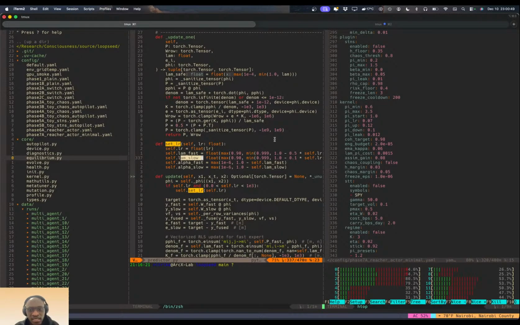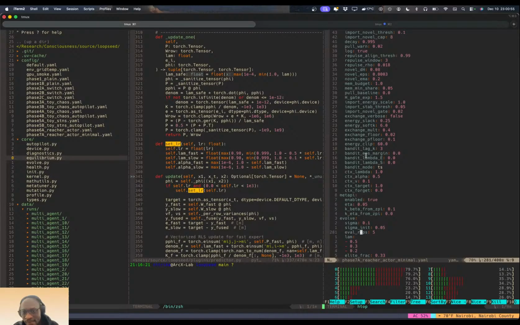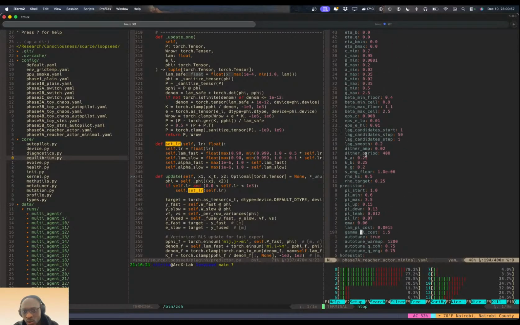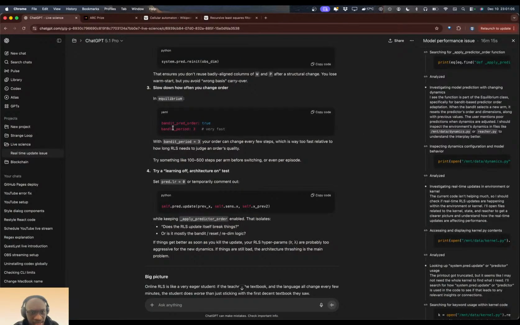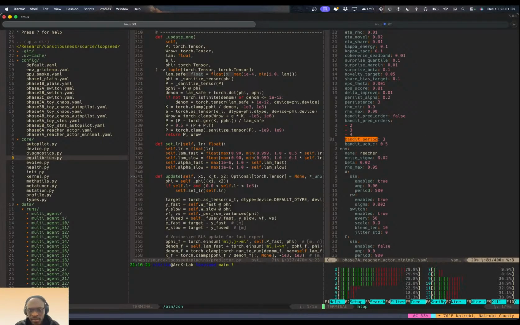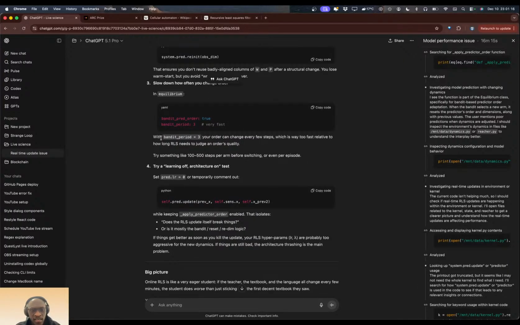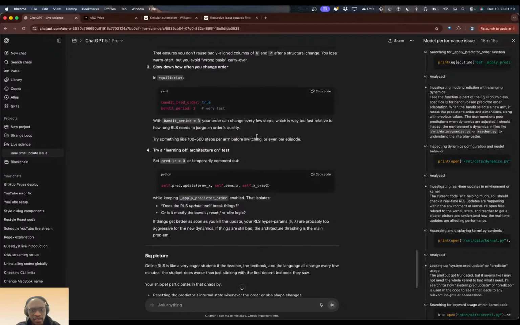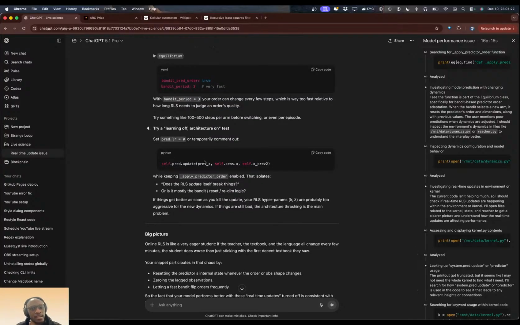So we just disabled it, not... we do not change the value. The bandit can... was it bandit predict? No. Which one is this? Period. The period is 3. Very fast. This is how often we change the order. With this, your order can change every few steps, which is way too fast relative to how long RLS needs to judge another's quality.